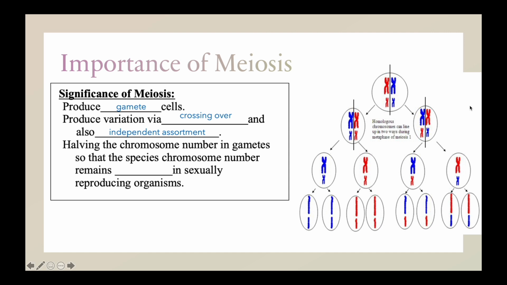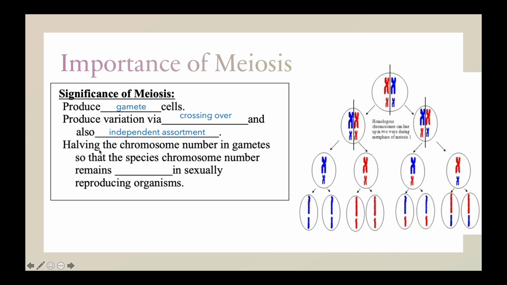This is independent assortment. When the homologous chromosomes line up at the metaphase plate, there are many possible arrangements of the homologous chromosomes. In this case, there are two possibilities because it involves two pairs of homologous chromosomes. The first possibility is the blue is all on one side, the red is all on one side. In the second possibility, it's mixed. So therefore, there will be 4 types of daughter cells produced, thus creating variation.